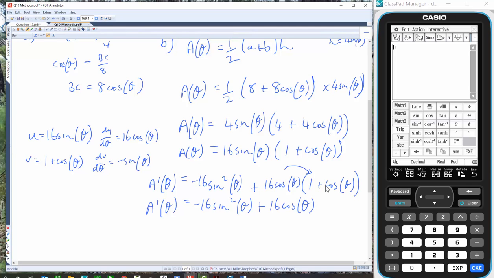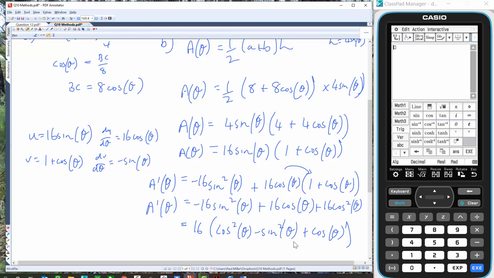So I'm just going to distribute that, plus 16 cosine squared theta. All right, where to from here? Okay, so what we'll do is we'll further factorize this derivative function. So let's grab 16 out. And what I'm going to do is write cosine squared theta, take away sine of theta all squared, and I'm going to add plus cosine theta onto the end of that.